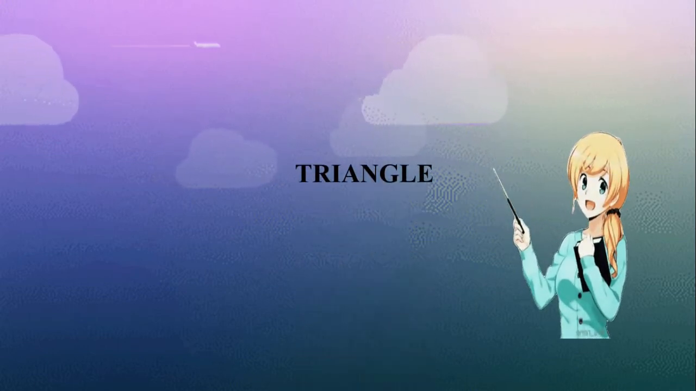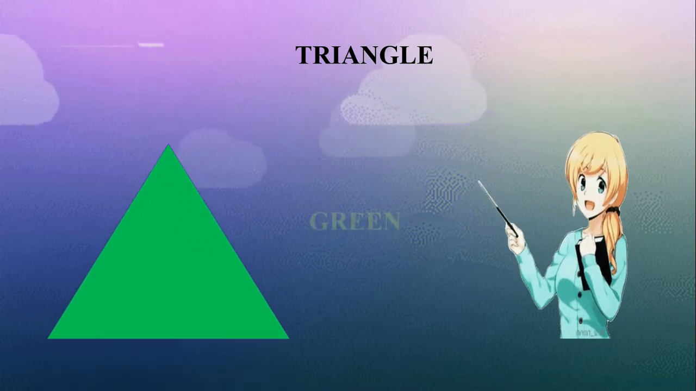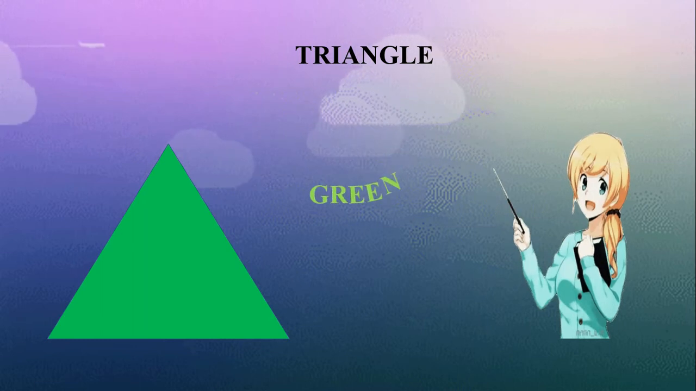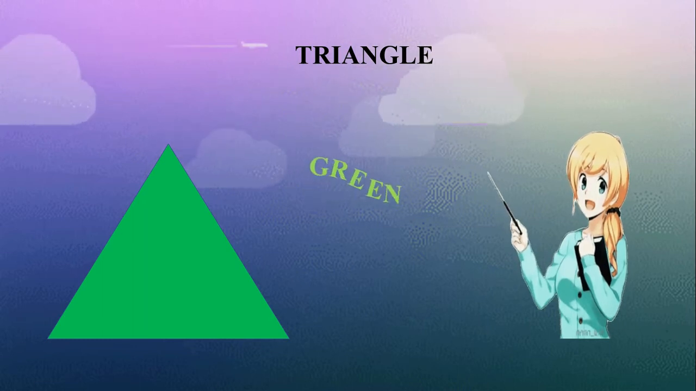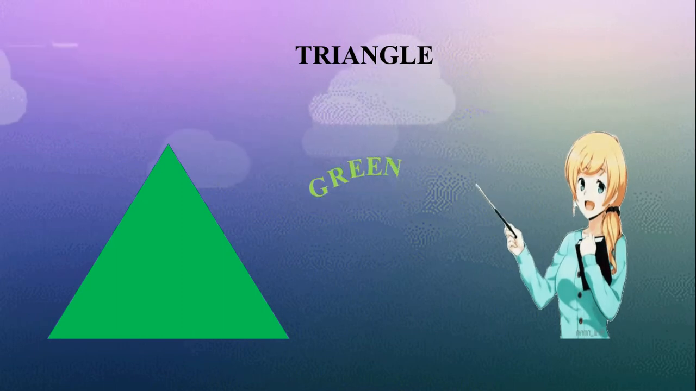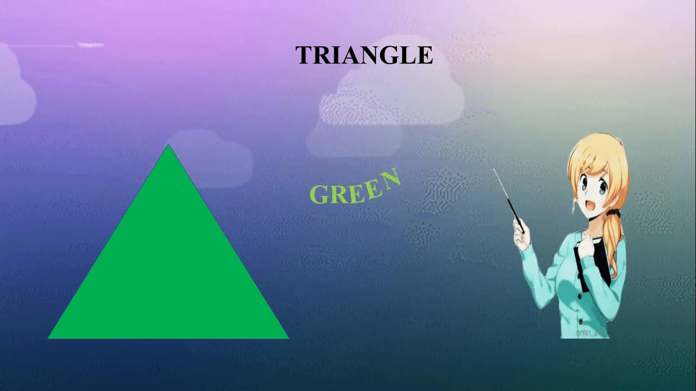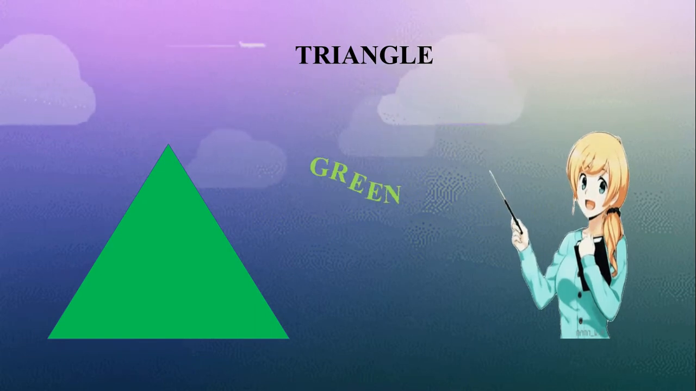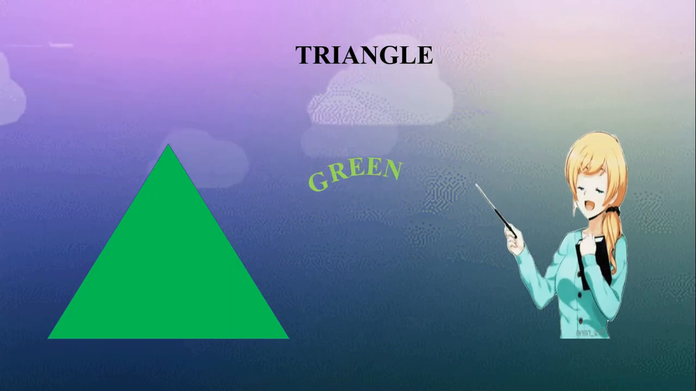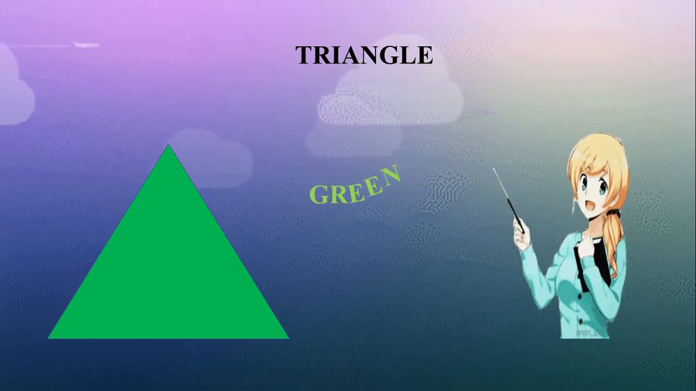Let us now study about triangle. This is called as triangle. The spelling of triangle is T R I A N G L E, and the color of triangle is green. The spelling of green is G R E E N.